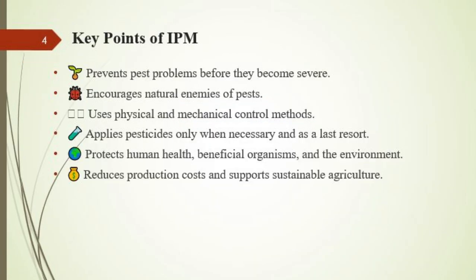Key points of IPM. Prevents pest problems before they become severe. Encourages natural enemies of pests. Uses physical and mechanical control methods. Applies pesticides only when necessary and as a last resort. Protects human health, beneficial organisms, and the environment. Reduces production costs and supports sustainable agriculture.